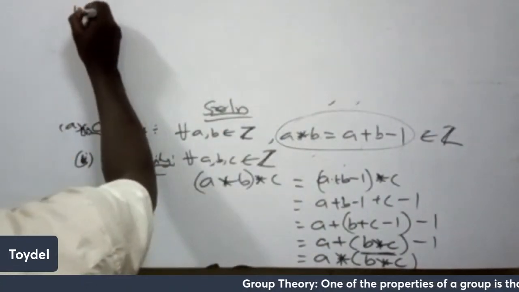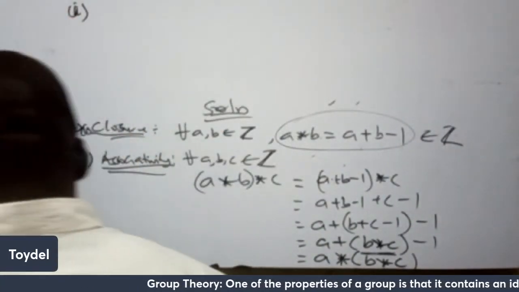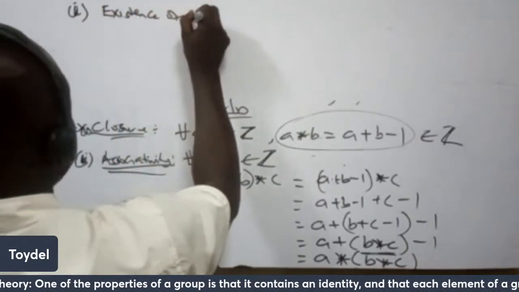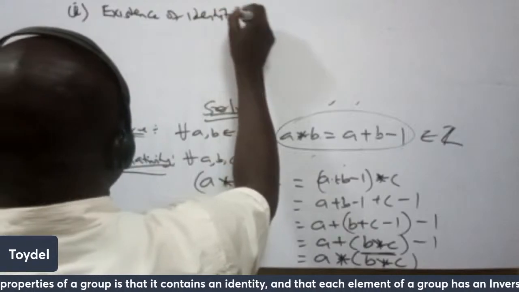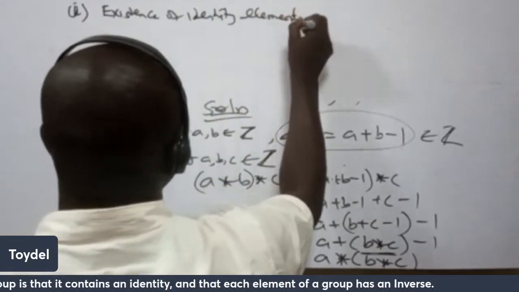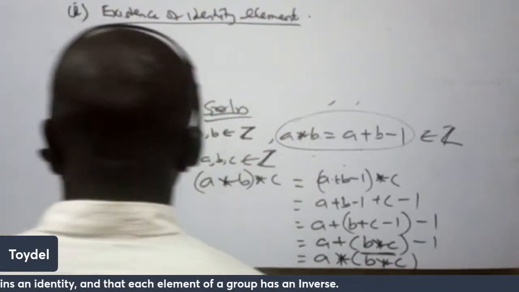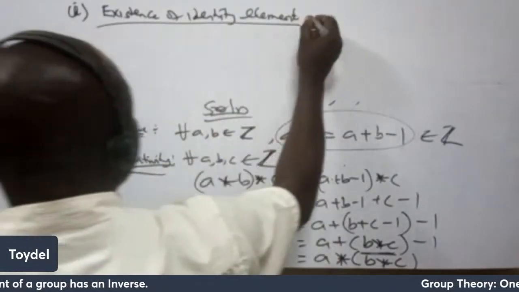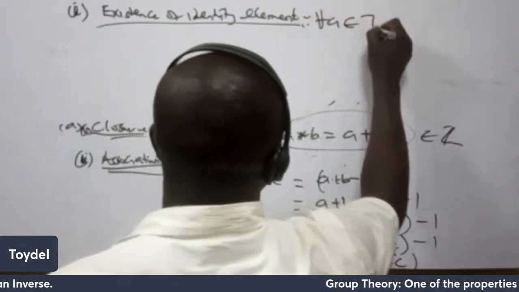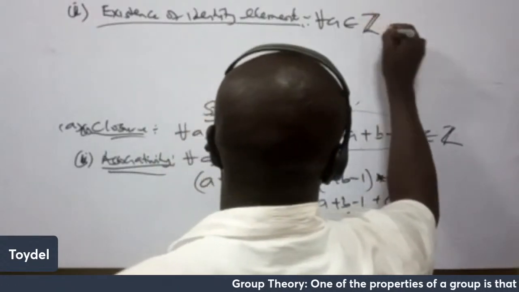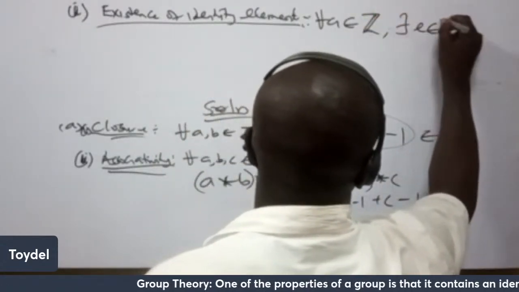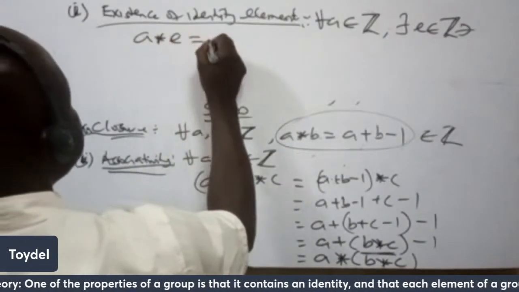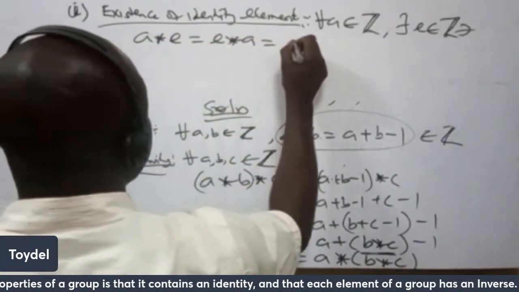Roman figure 3, existence of identity element. Let's test for the existence of identity element. That is the third property. Once we are able to show this, it shows that Z under asterisk is a monoid. So under this, we say for all A that belongs to Z, the integers, there exists E that belongs to Z, such that A asterisk E, which is the same thing as E asterisk A, must be equal to A.